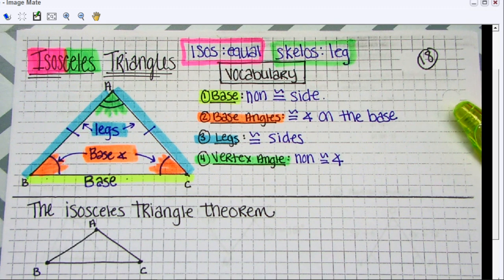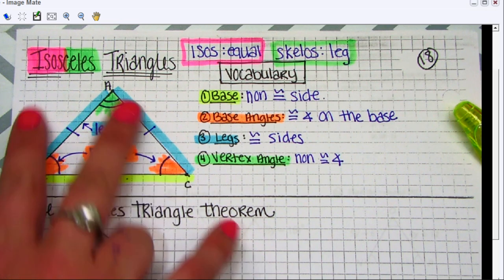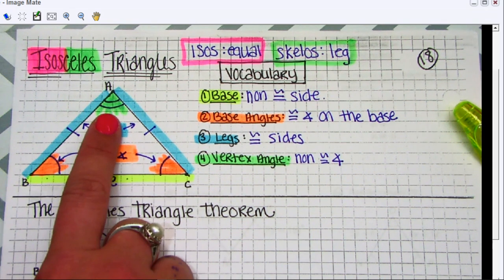So understanding the parts of an isosceles triangle is going to make the algebra part very easy once you know the definition. It's going to take some time to practice. So a base is the side that's not equal. Sitting on the base are base angles. There's two of them. The two equal sides, those are called legs, and then the angle that's not equal to anything is called a vertex angle.